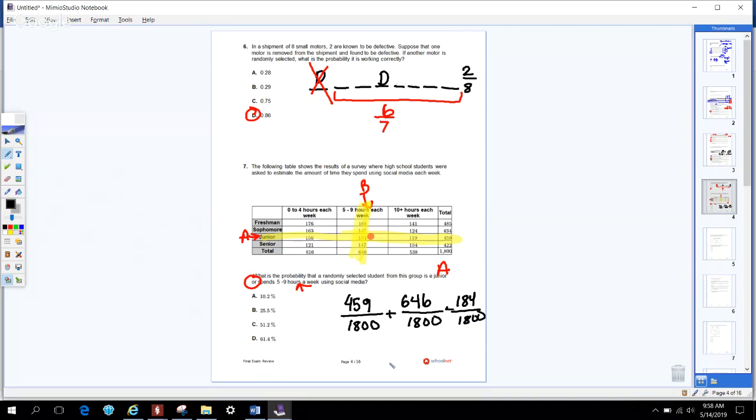So typically when I do OR problems, because in order for it to be OR the totals are always going to be the same, I typically don't even pay attention to the denominators. I'm just going to do the numerators first. 459 plus 646 minus 184. I get 921. Divide that by the 1,800, and you're going to get 51.2.